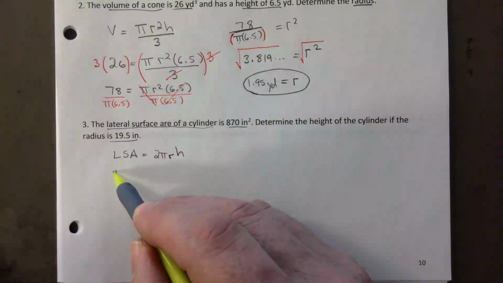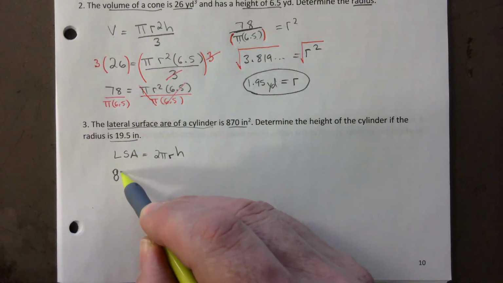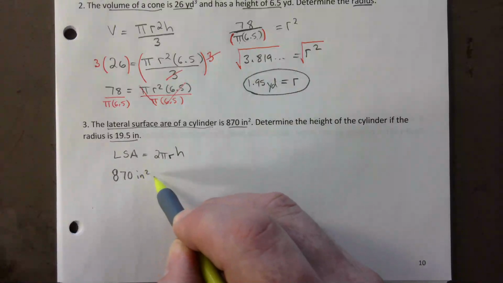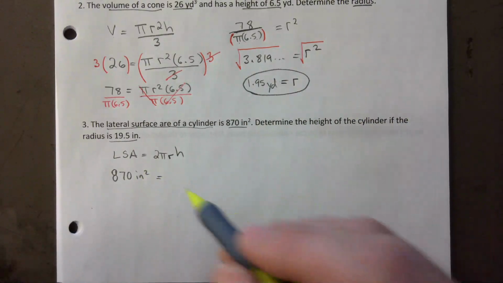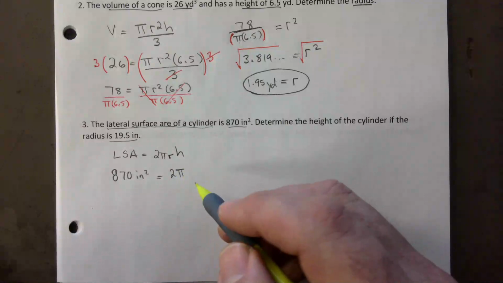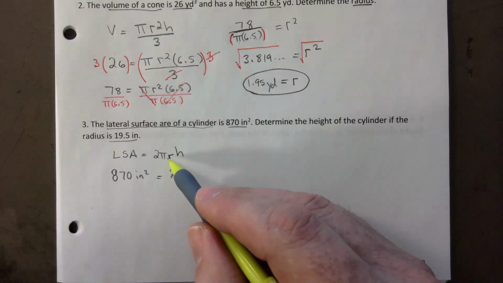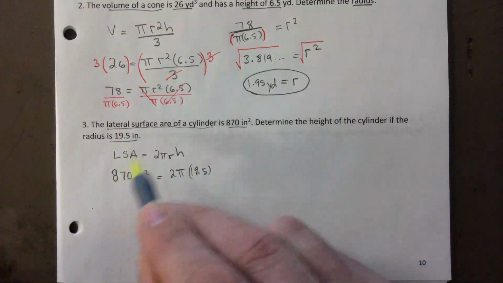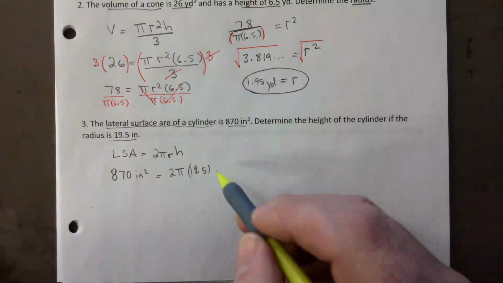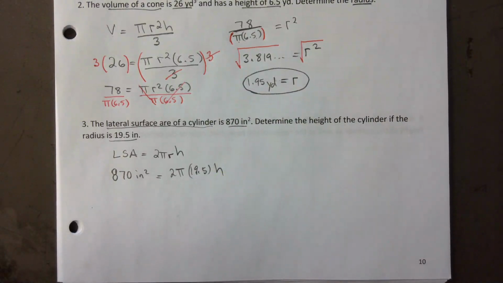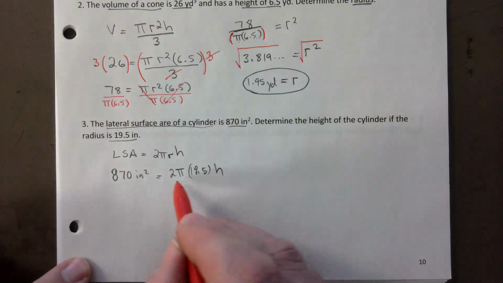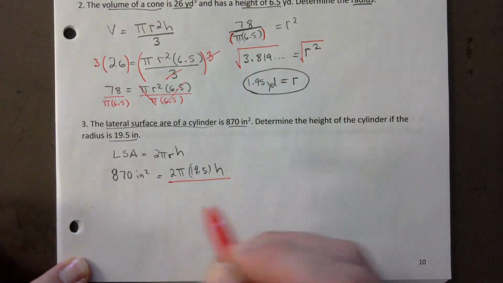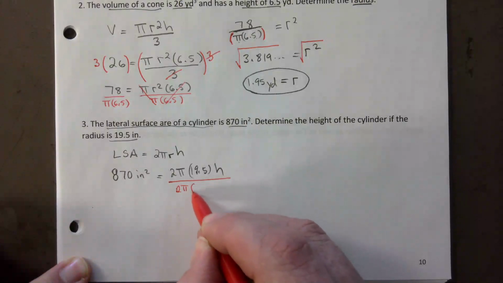So we know that this is 870 squared inches. So now I'm going to add units just to mess it up even more for you. The radius is 19.5. And I want the height. So I don't know what that is. This one is actually pretty straightforward. It's just dividing. So I'm going to divide this side by 2 pi 19.5.